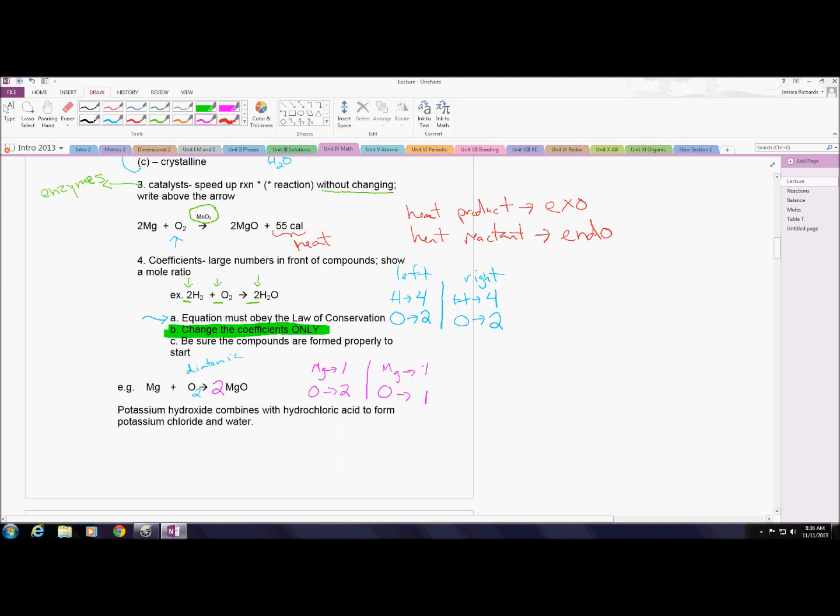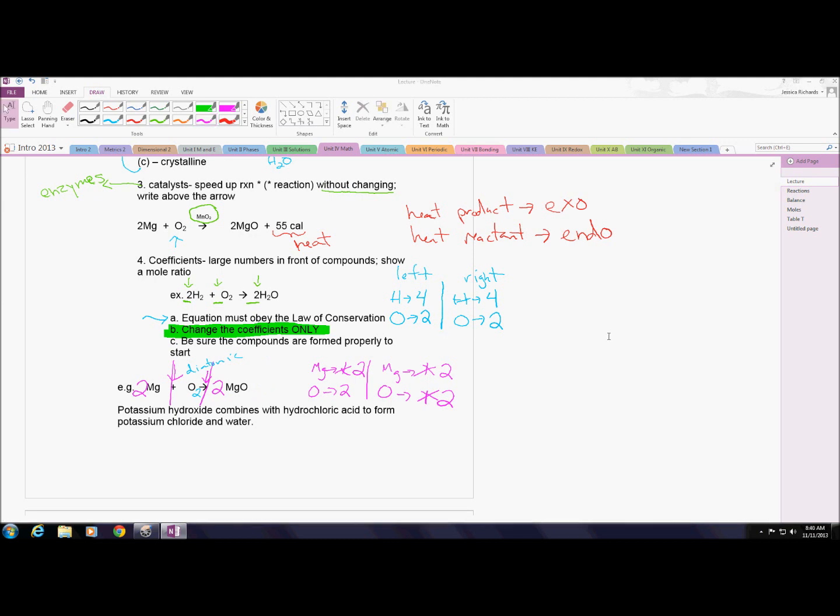Once you do that, you have to change your chart, because now there's 2 magnesiums on the right and our 2 oxygens. So now the magnesiums are wrong. We put a 2 here. That gives us two magnesiums. Notice that the coefficients stop at a plus sign and stop at an arrow. So it only carries through to the compound immediately in front of it.